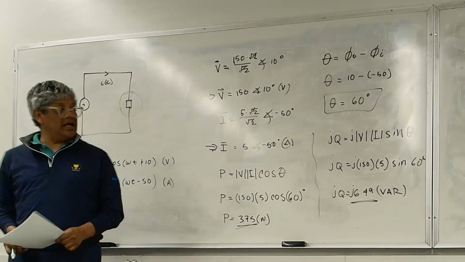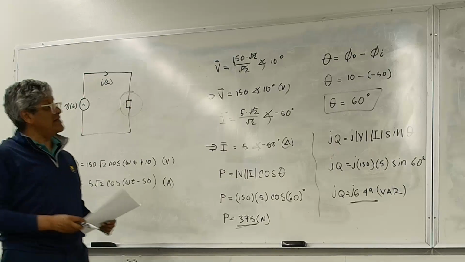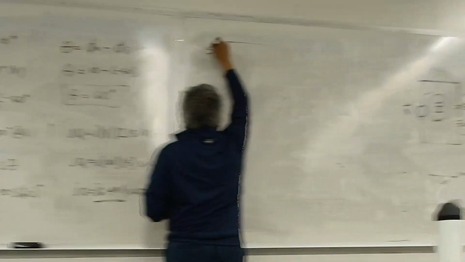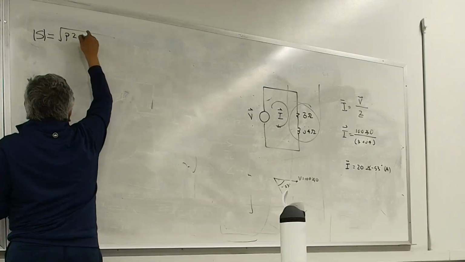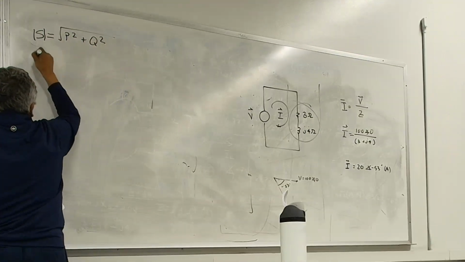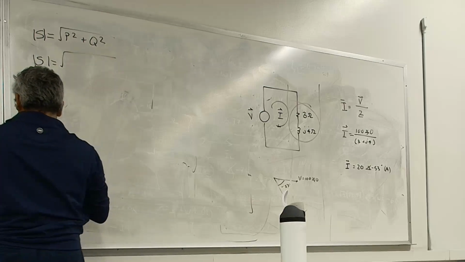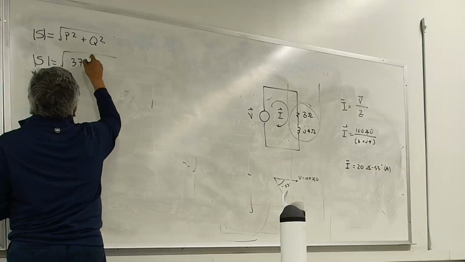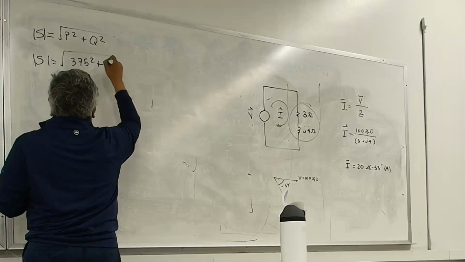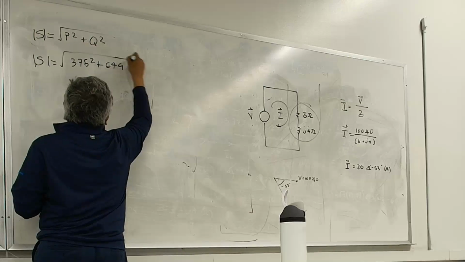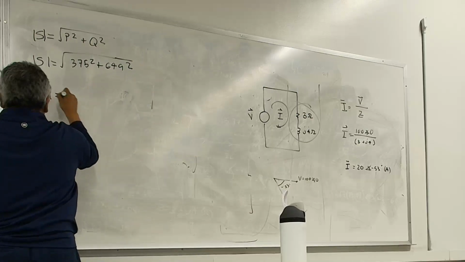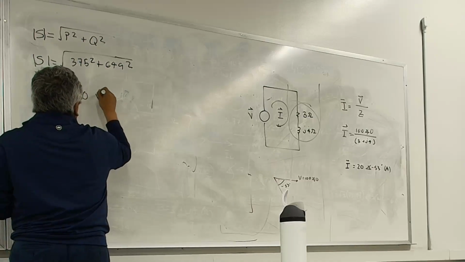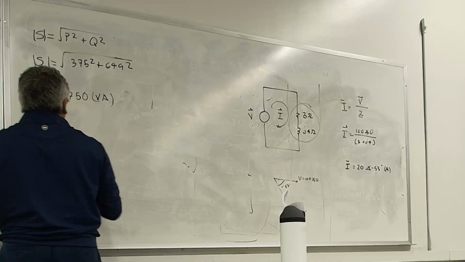Just by looking at the P and the Q, actually let me do this before I go there. S magnitude is equal to the square root of P squared plus Q squared. So S magnitude is equal to the square root of 375 squared plus 649 squared. S magnitude is equal to approximately 750 volt amperes. Okay, that's just the magnitude.